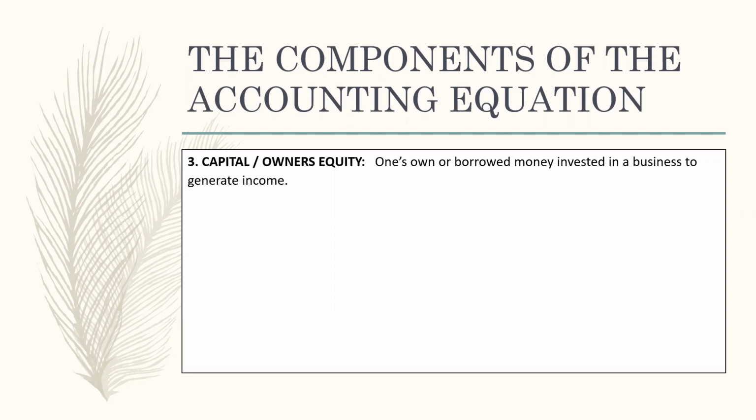And it means one's own or borrowed money invested in a business to generate income. So if an owner invests money into his business and it's his money that he has more or less invested in the business, he is investing that money so that he can make profit. Okay, income is a form of profit. It is profit.